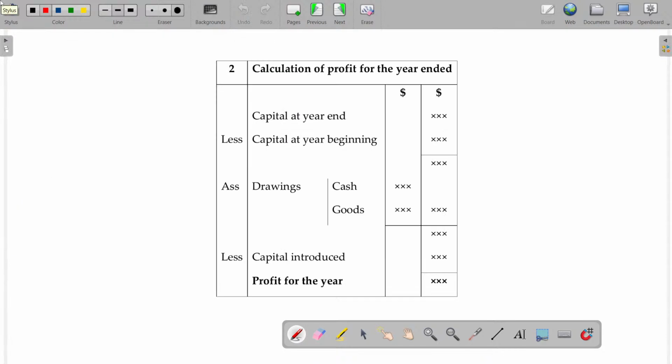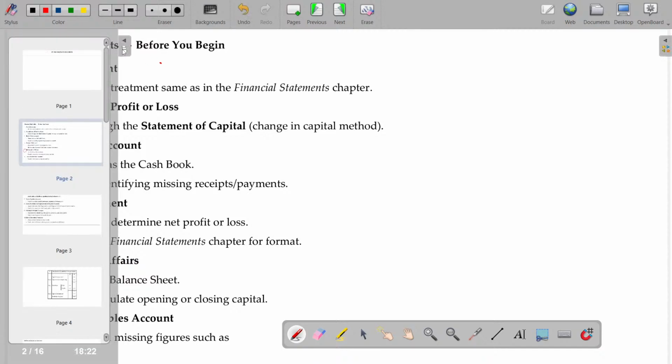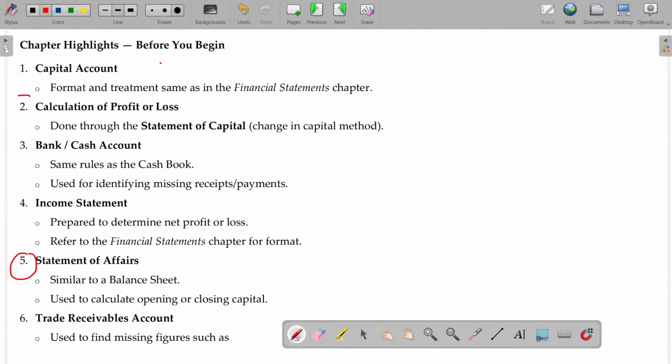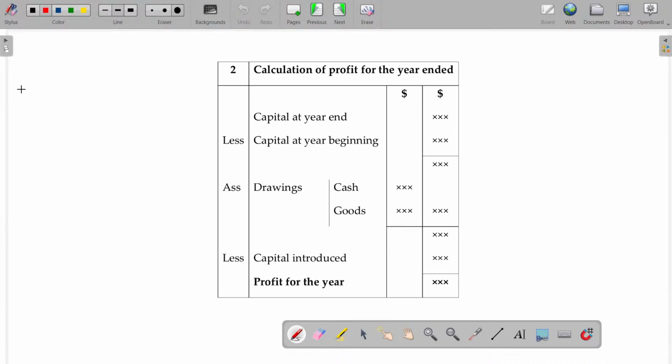Now, calculation of profit and loss. How could this be done? Capital at the end. From there you subtract the capital at the beginning, and you need to add drawings, cash and goods drawings. Any drawings made by the owner, cash or goods, should also be added, and any new capital introduced should be subtracted to find out the profit for the year. Is that okay? This is a statement form.